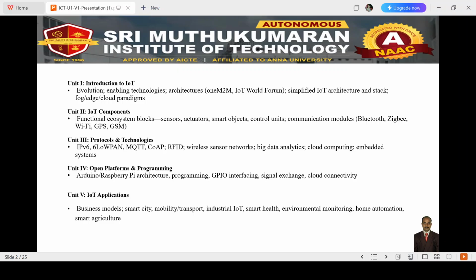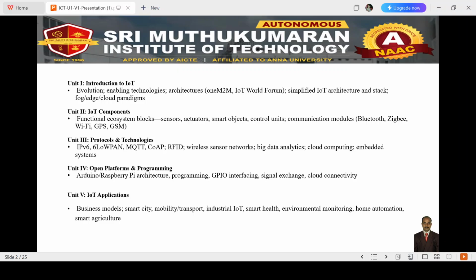These are the technologies that we are going to study apart from these protocols. Big data technologies, cloud computing technologies, embedded systems, all those things we are going to study in this Unit 3. The next, Unit 4, open platforms as well as their programming. Arduino and Raspberry Pi architecture, either one of the architectures we are going to study here. Arduino architecture and its programming, how we do the programming using the IDE, integrated development environment. So that we are going to study in detail.